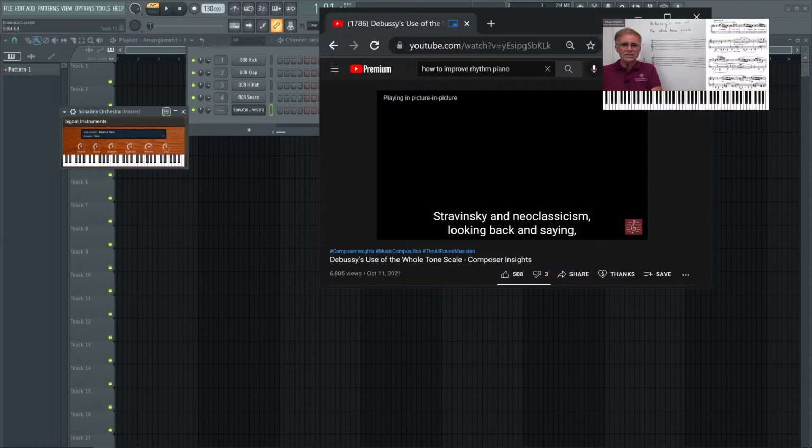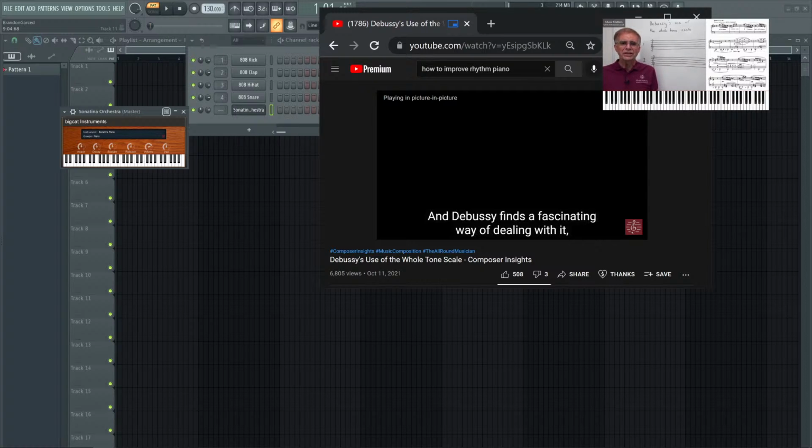Stravinsky and neoclassicism kind of looking back and saying, what can we reclaim from earlier times and present in a new kind of way? There are all sorts of other developments going on as well, aren't there? Jazz, just to name one of them. Later on, minimalism, all sorts of things, that different threads that flow from that kind of crisis, if you like, of the breakdown of tonality.